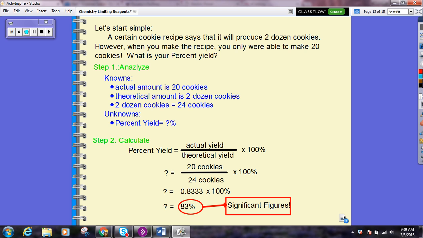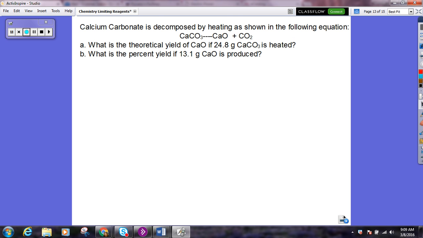So now we've done a simple example. Let's go look at a chemical one. I have calcium carbonate. It's decomposed by heating as shown in the following equation. Calcium carbonate yields calcium oxide plus carbon dioxide. So what's my theoretical yield of calcium oxide?